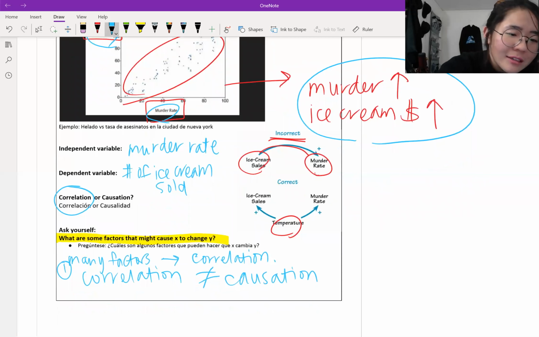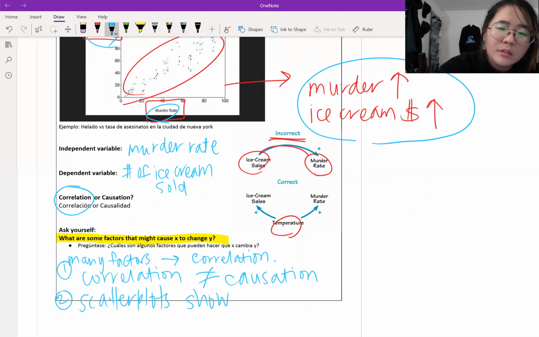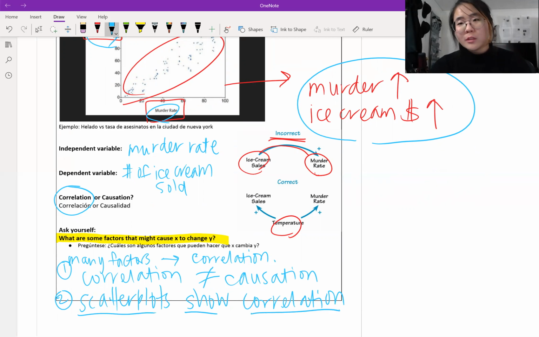And secondly, I want you guys to write: scatter plots show correlation, okay? Scatter plots do not show causation. Scatter plots only show correlation. We are only going to be working with correlation with our scatter plots, okay? Just because there's a relationship, it does not mean it causes it. It just gives us a very, very good guess, okay?